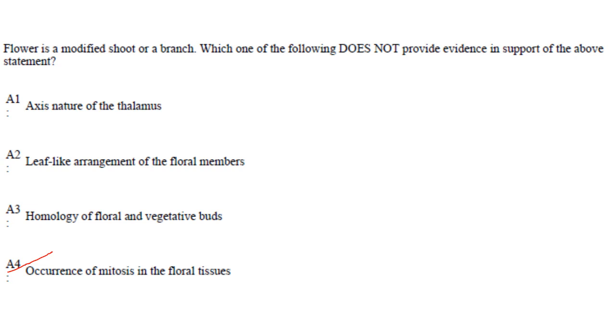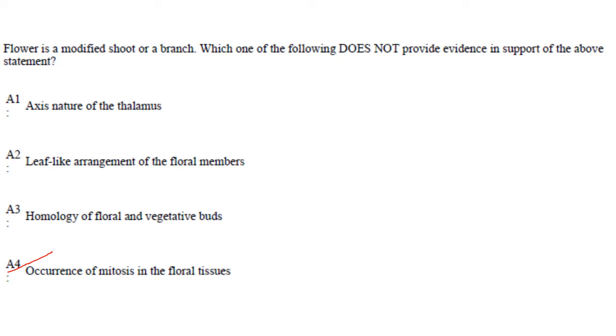Which one of the following does not provide evidence in support of the above statement? Axis nature of the thalamus. Yes, that supports that flower is a modified shoot or a branch. Then leaf-like arrangement of the floral members. Yes, just like shoots have their own way of arrangement of the leaves, similarly floral members also have leaf-like arrangement as in leaves of the shoot. So it is a modified shoot or a branch.